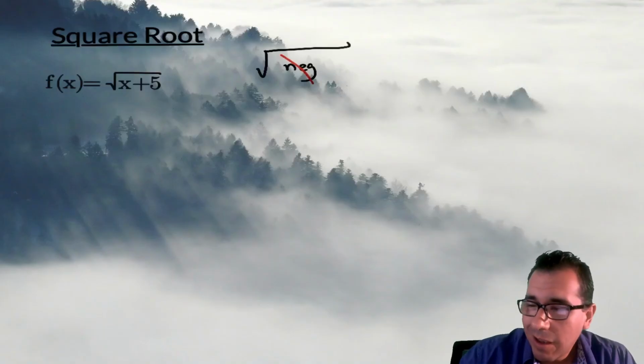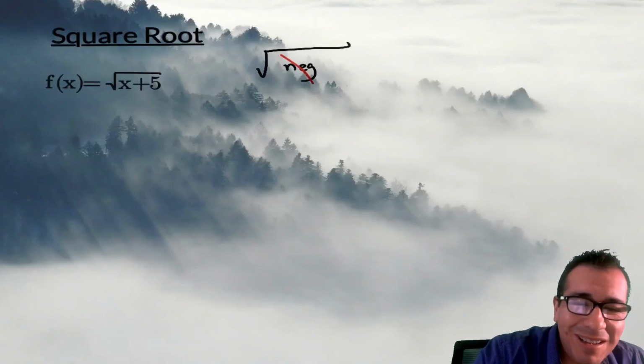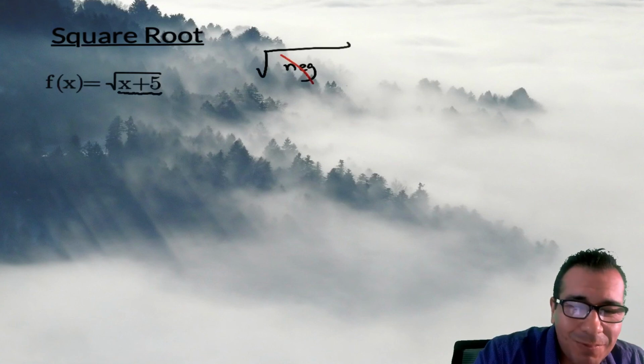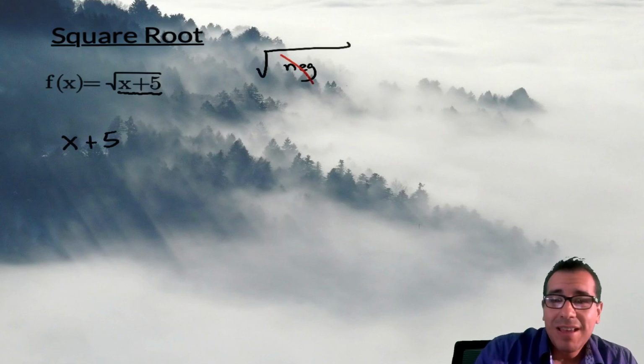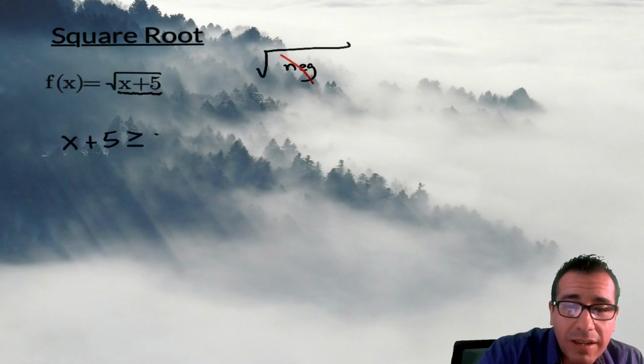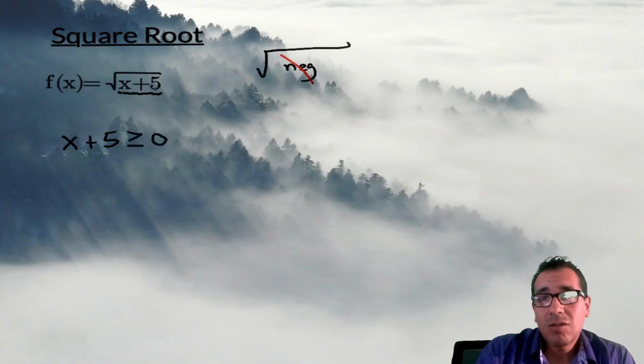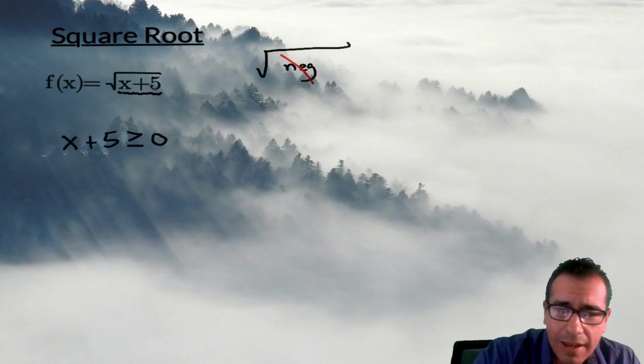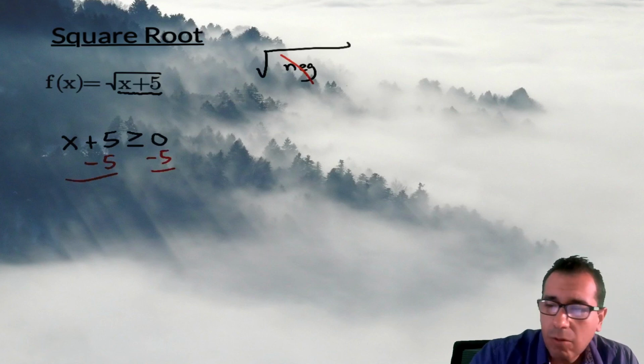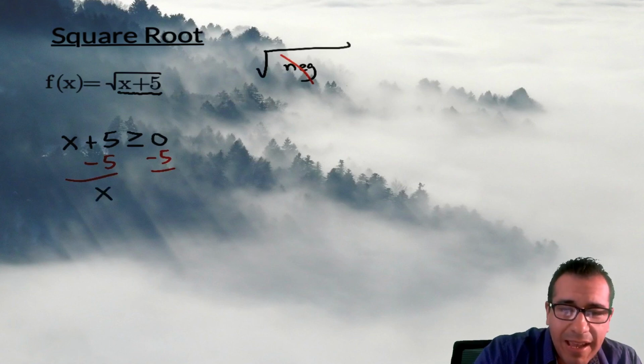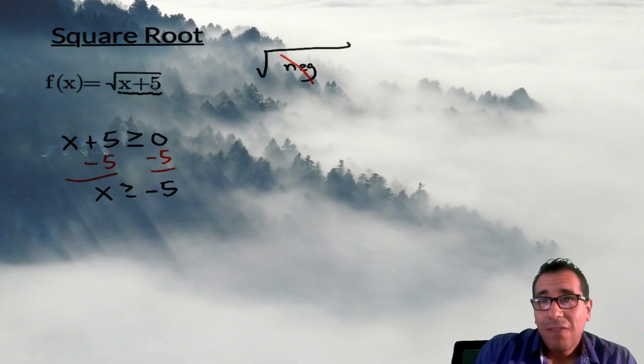All right, so what we do here is we take the argument, which is the inside of that square root, and you have to make sure that it's positive or equal to 0. And those are the numbers that we're looking for, the non-negative numbers. So let's go ahead and solve this, and we get minus 5 on both sides of this inequality. And so you get x has to be greater than or equal to negative 5.